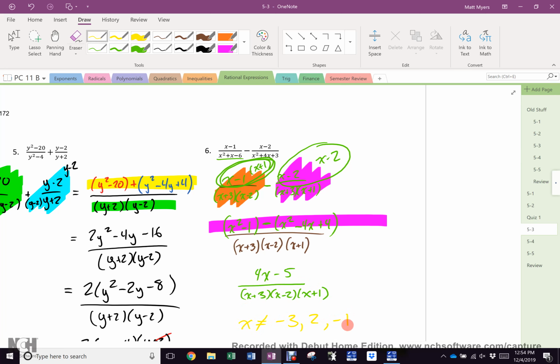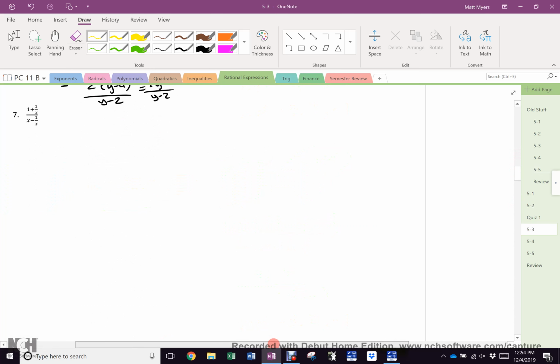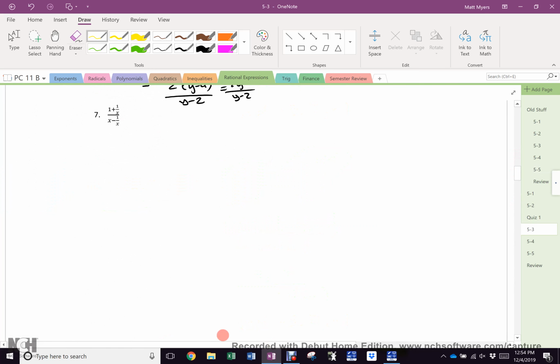All right? Now, look at number 7 and really get control of your bladders. Because number 7 is very frightening. Until you think about it. What frightens you here? It's a fraction on a fraction. What does that line mean? Divide. So isn't this just 1 plus 1 over x divided by x minus 1 over x? Okay.